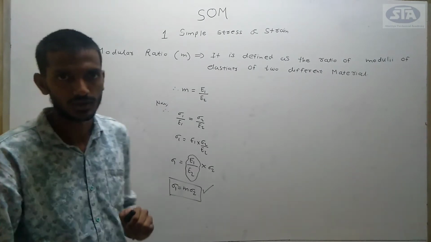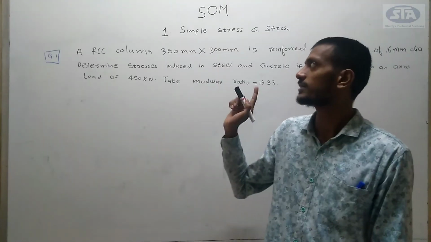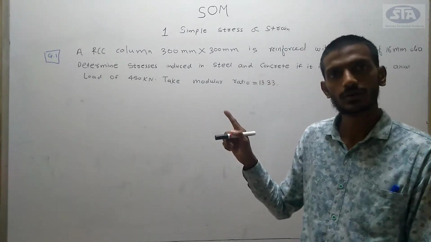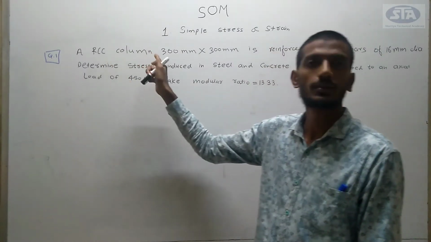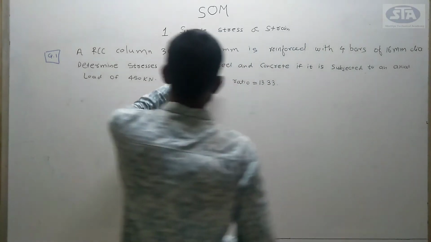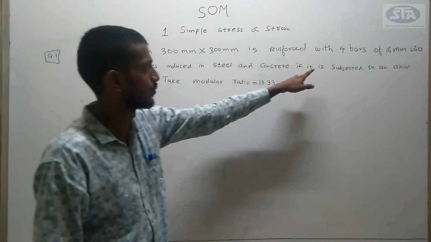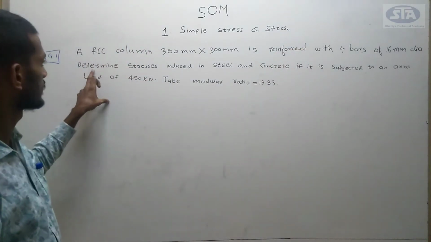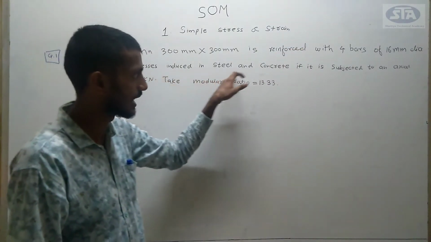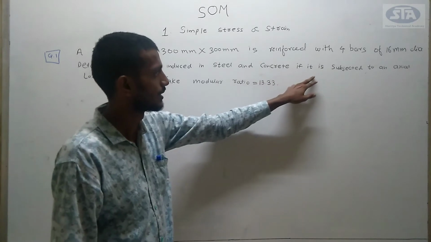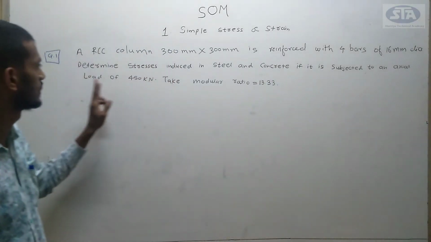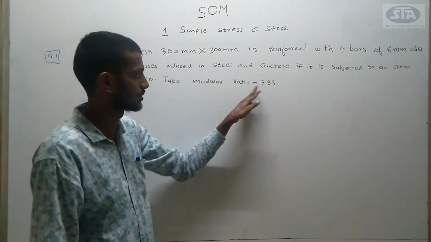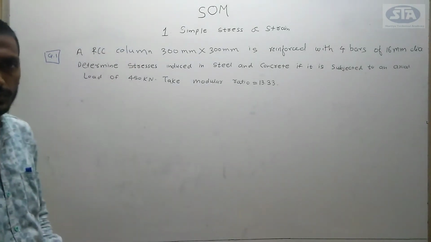Thank you. Now student, an example on composite material. Question number 1: a RCC column 300 mm into 300 mm is reinforced with 4 bars of 16 mm diameter. Determine stresses induced in steel and concrete if it is subjected to an axial load of 450 kN. Take modular ratio 13.33.